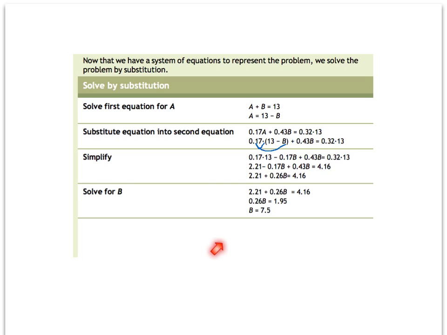Once you've done the distributing here, over here you're going to do the multiplication and get 4.16. Here you do the multiplication of the 13 times the 0.17 and get 2.21. Then we're looking at our 2 like terms, our B's. When we combine 0.43 and negative 0.17, we get 0.26. Now we're going to take 2.21 away from the 4.16, giving us 1.95. And then we're going to divide by our 0.26 and eventually get our answer.